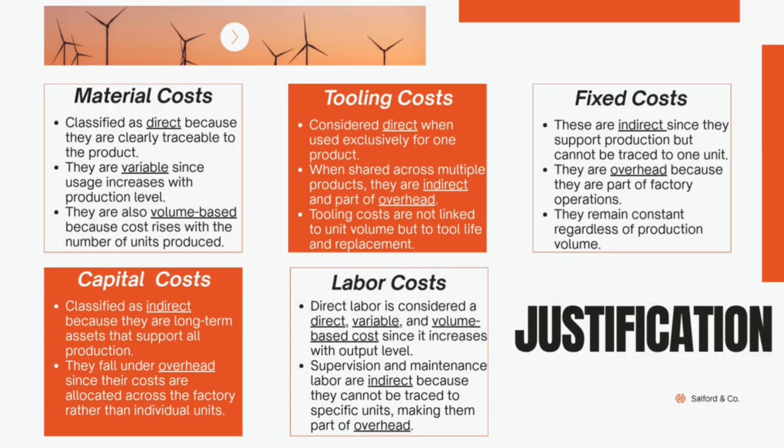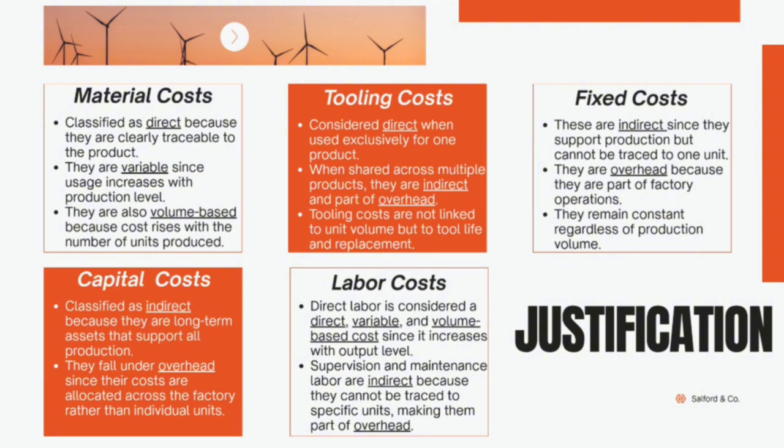Material costs are classified as direct because they are clearly traceable to the product. They are variable since usage increases with production level. They are also volume-based because cost rises with the number of units produced. Capital costs are classified as indirect because they are long-term assets that support all production. They fall under overhead since their costs are allocated across the factory rather than individual units.